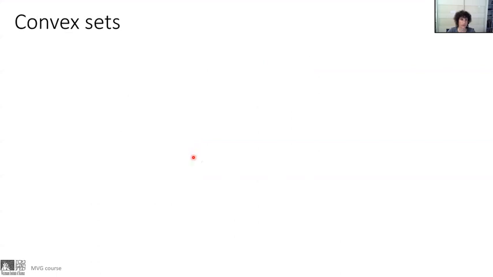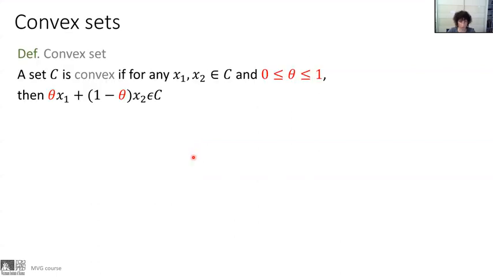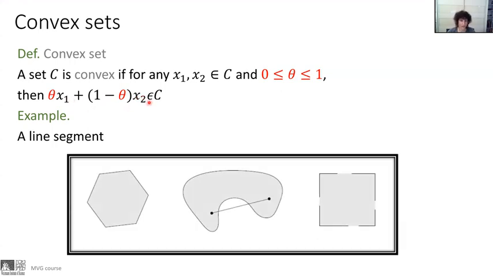Okay, so I'm sure you remember what a convex set is. A convex set is a set such that if you take any two elements and you take the convex combination of them, you get another point in the set. For example, a line segment. Here, the left one is a convex set, and the other two are not convex sets.